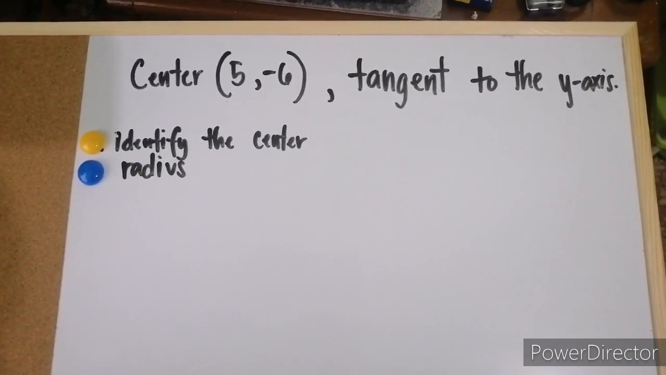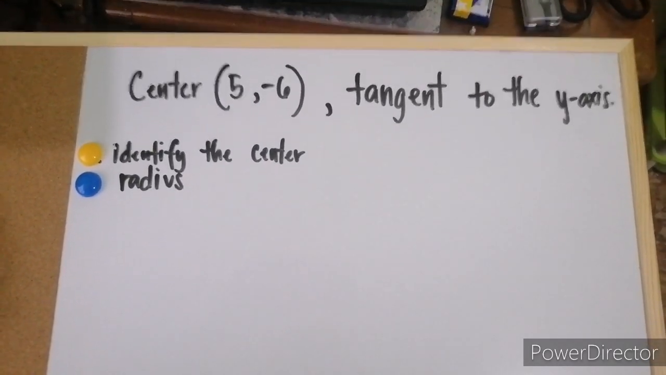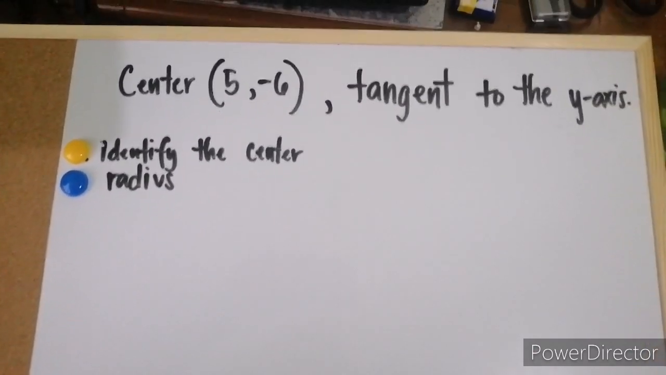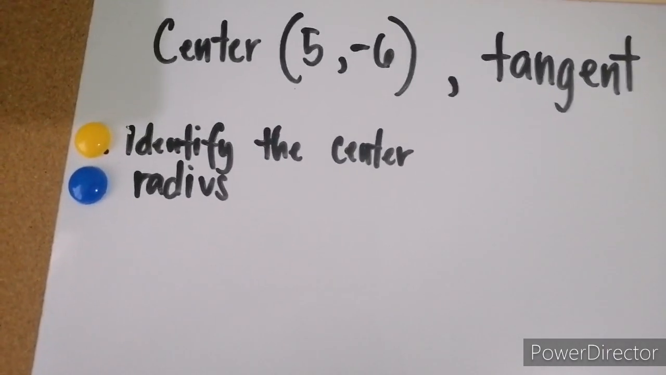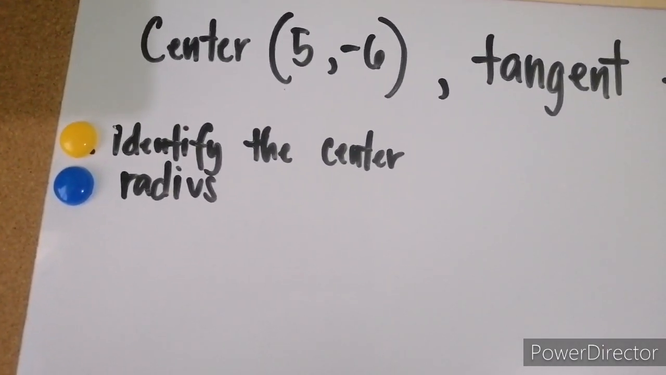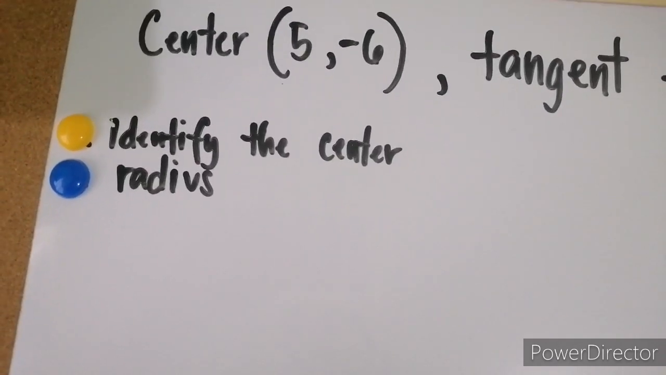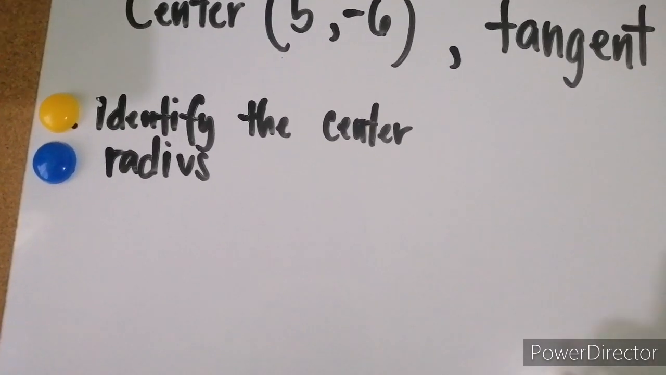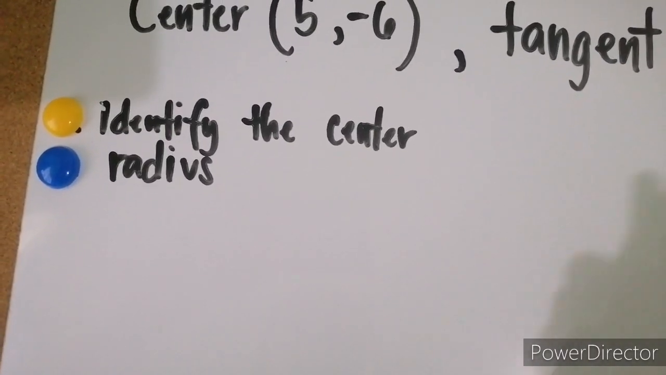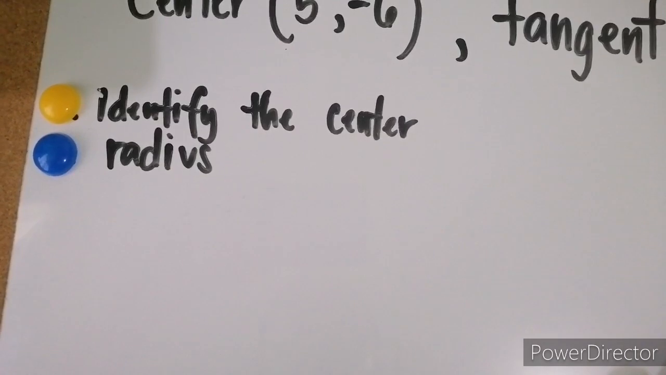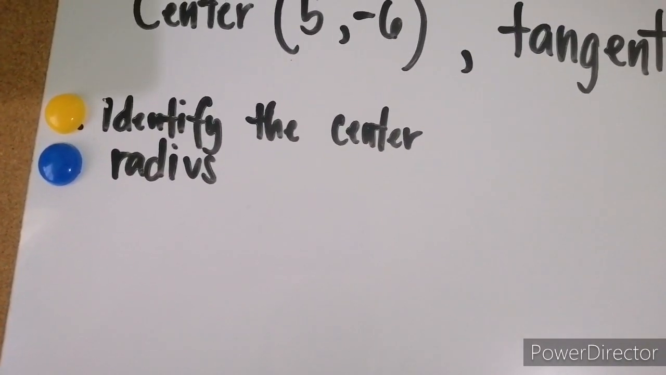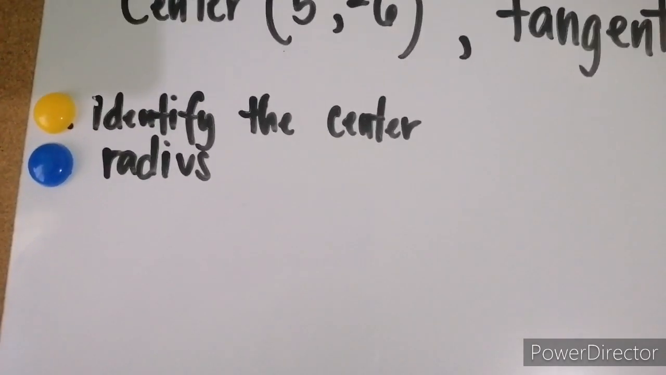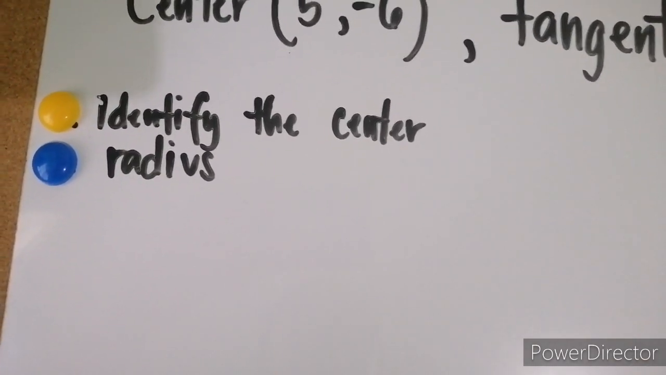So before we start solving, let us first remember the steps in formulating equations of the circle. First, you must identify the center, and then second, the radius. How do you identify the center? Know if the center lies at the origin or not, because they have different equations. If you don't know the equations, feel free to watch my previous video.